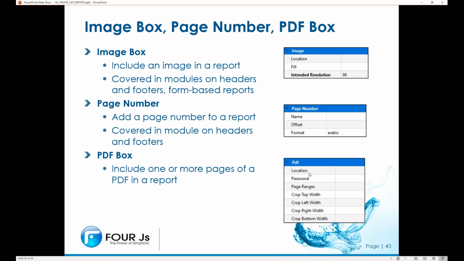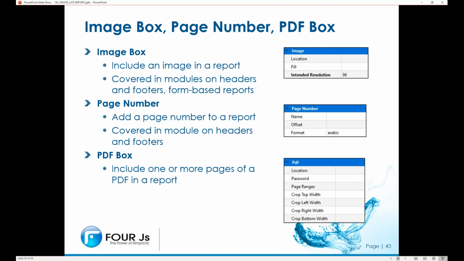The other three drawables we had out there: we have an image box, which, as you can guess, is going to display an image. We'll work on that in module 7 and 8. We have a page number, which allows you to specify a page number and change what type it is, Roman numerals, Arabic numerals. And we'll talk more about it when we get into the module on headers and footers.